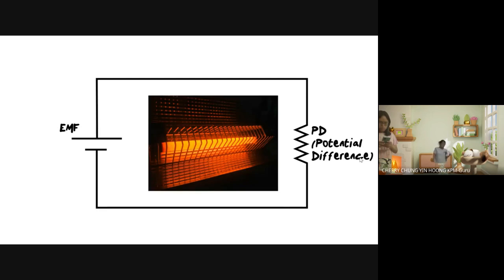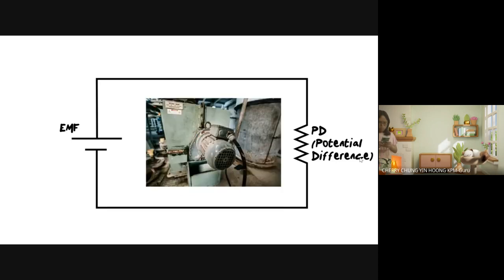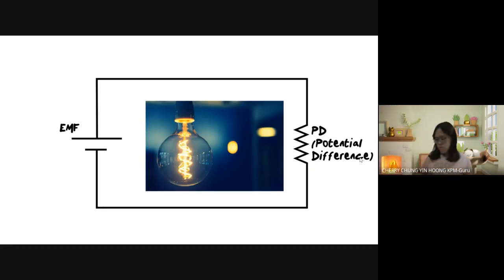Heaters. So it's taking the electrical energy and it's creating heat as it flows through the resistor. An electric motor. So it's taking that electrical energy and creating mechanical energy as it starts to turn the rotor of the motor. And the almighty light bulb. So it's taking this electrical energy and converting it into light energy. So that would be an example of potential difference.